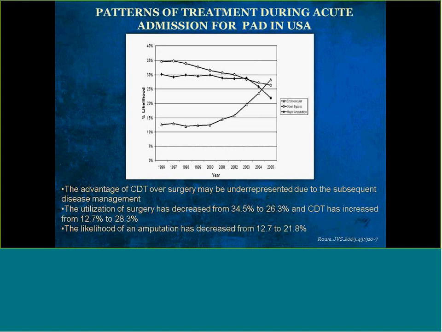This is kind of like what we saw with triple A's. Over time, open repair is trailing off here, and endovascular means more frequently, with lower limb loss rates or amputations. Catheter-directed thrombolysis over surgery may be underrepresented due to subsequent disease management. Surgery has decreased from 34.5% to 26%. Catheter lysis, so that's what we do in the cath lab, has increased from 30%. The amputation has decreased. So the slide I showed you for AAA, even though we're doing more things, endovascular means the outcomes are better. Does that make sense?